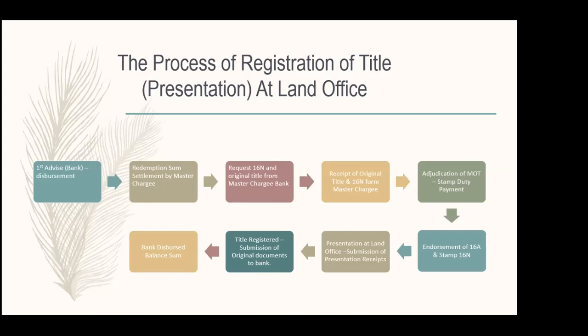So moving on, how do we know when the redemption sum settlement is done? It is when the developer informs us. Then we will request the 16N and original title from the master chargee. Upon receipt of the original title and 16N, we will proceed with MOT adjudication, and then make the stamp duty payment. Then we will do the endorsement of 16A and stamp 16N. Then only will we do presentation at the land office.